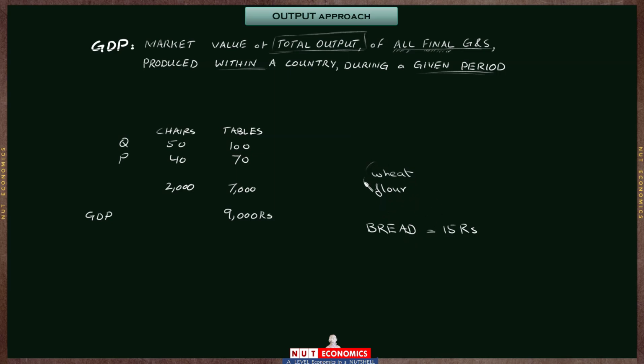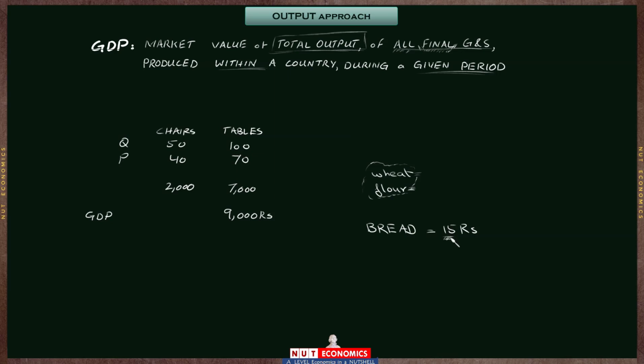All of these intermediate goods, whatever value they added, that is included in the price of the final product. So that is why we always stress, don't include the value of intermediate goods, don't include the value of inputs, just include the value of all the final goods and services.